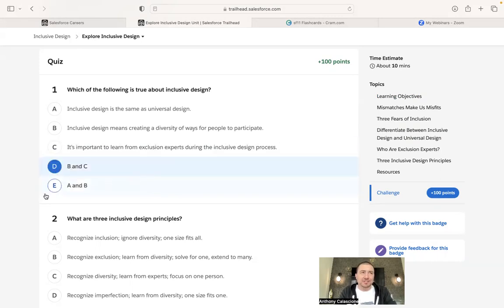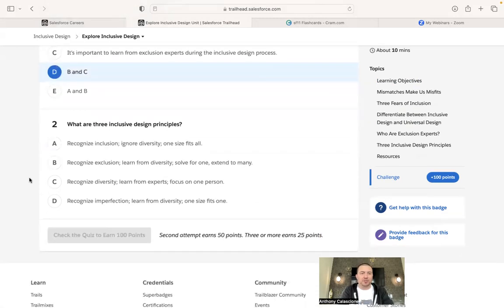Now, E, A, and B, do we have any expectation A is even partially correct? Inclusive design is the same as universal design? Because if that were true, they wouldn't be titled differently. It'd be the same word.